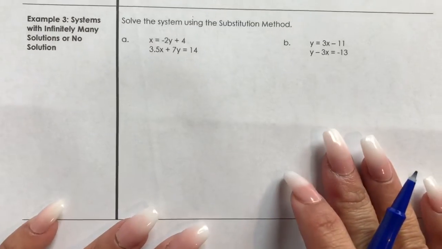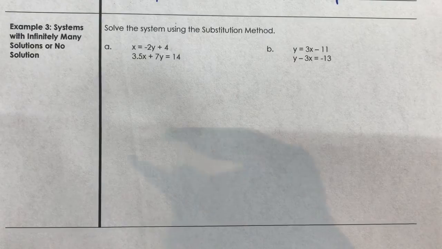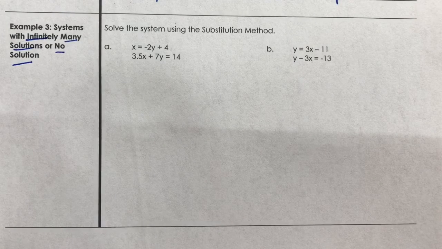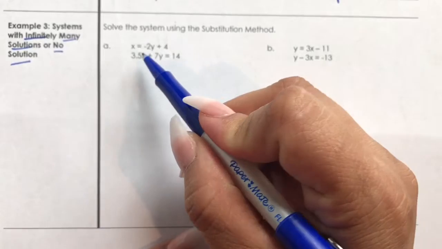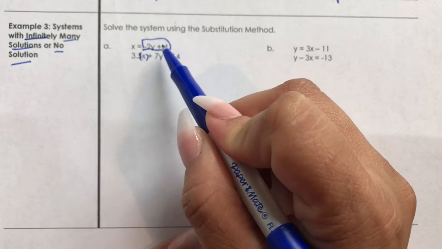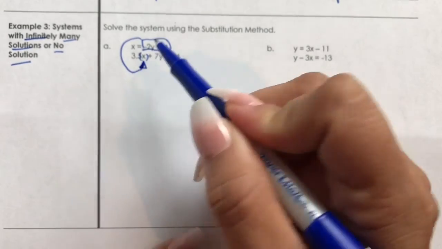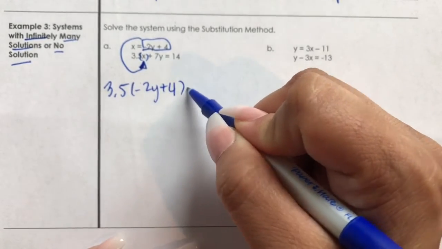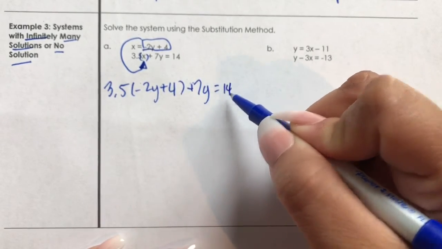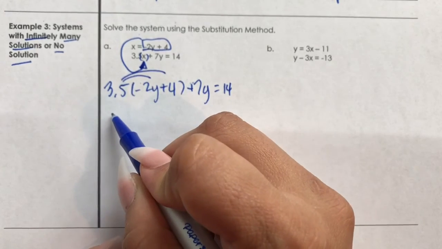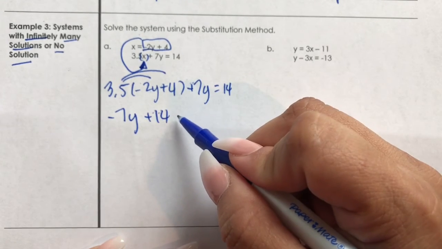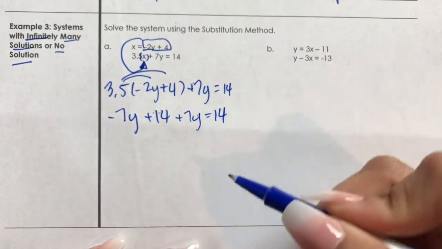Let's look at this next set of problems. It says systems with infinitely many solutions or no solutions. We went over this in the last video. But yet again, we're going to do substitution. So this is going to go in here, right here. So I'm going to say 3.5 times negative 2y plus 4 plus 7y equals 14. Distribute. Negative 7y plus 14 plus 7y equals 14. Lots of 14s.